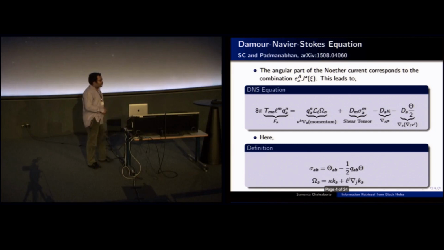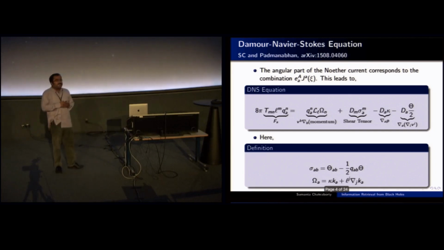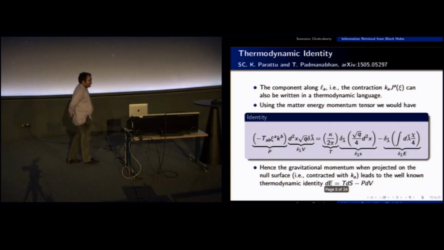The second one corresponds to a thermodynamic identity. So here what you do is take the projection along L^A, which would essentially mean taking the Lie derivative of ξ. And that relation can again be cast in a very nice form. So there would be a term which is T_{AB} ξ^A K^B, which would be related to the pressure of the fluid or the matter energy momentum tensor.